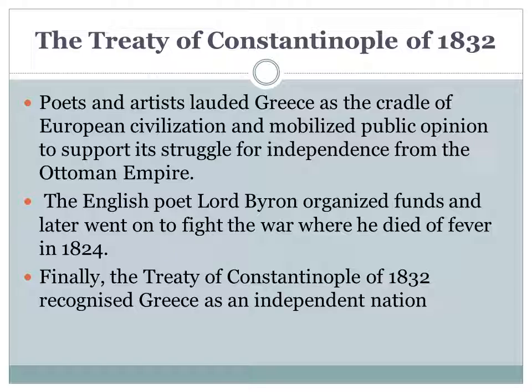The Treaty of Constantinople of 1832. Poets and artists lauded Greece as the cradle of European civilization and mobilized public opinion to support its struggle for independence from the Ottoman Empire. The English poet Lord Byron organized funds and later went on to fight in the war, where he died of fever in 1824. In 1832, Greece gained independence according to the Treaty of Constantinople.